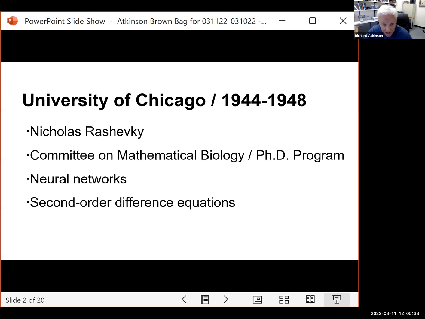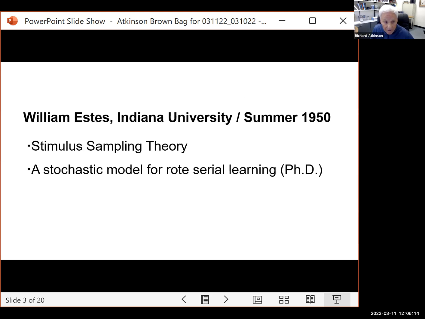My plan was to go on for a PhD in the Committee on Mathematical Biology at the University of Chicago. But about that time, I heard a lecture by Bill Estes. I was swept away. Bill was a young faculty member at Indiana University, and what he was doing at the time were models for simple types of animal learning, but the models were stochastic in character. I had never been aware of stochastic models in the earlier work that I'd done, and I was really swept away with what he was doing. And I found myself the next fall as a doctoral student at Indiana University working with Bill Estes.